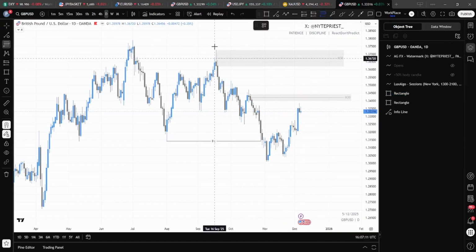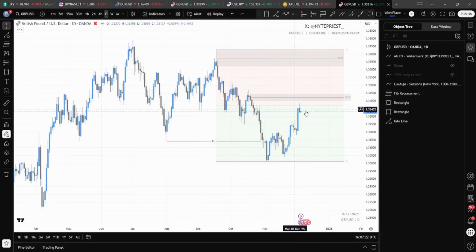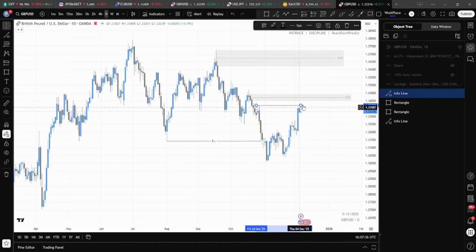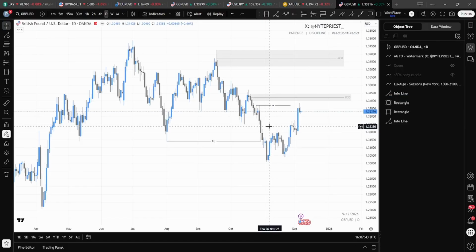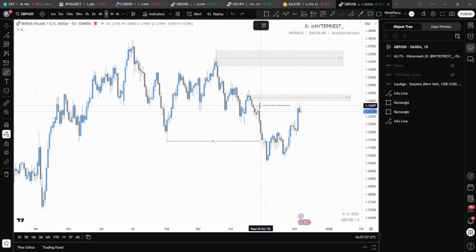So that's the premium zone. As you can see, price mitigated the 50% fair value gap and then started dishing out. All right, so we took this liquidity high. So that's the liquidity high. This is equal highs, equal high liquidity, because of the two taps. So we have equal high liquidity here. So this is my inducement.